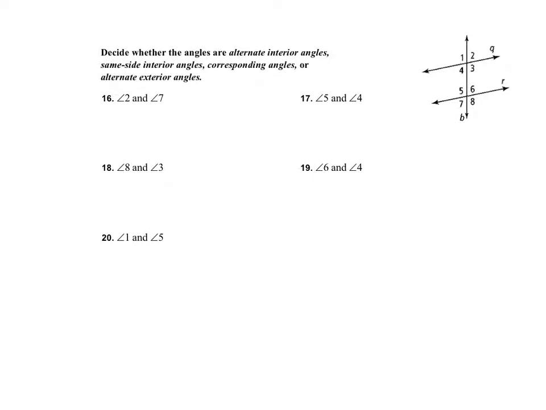This is type of angle. So I want to check what type of angle they are, what pair, 2 and 7. 2 and 7, as you can see, they are both exterior angles, and they are on opposite sides of the transversal. So this one, they are alternate exterior angles. Right? 5 and 4, 5 and 4. They're both inside and they are on the same side. So same side interior.